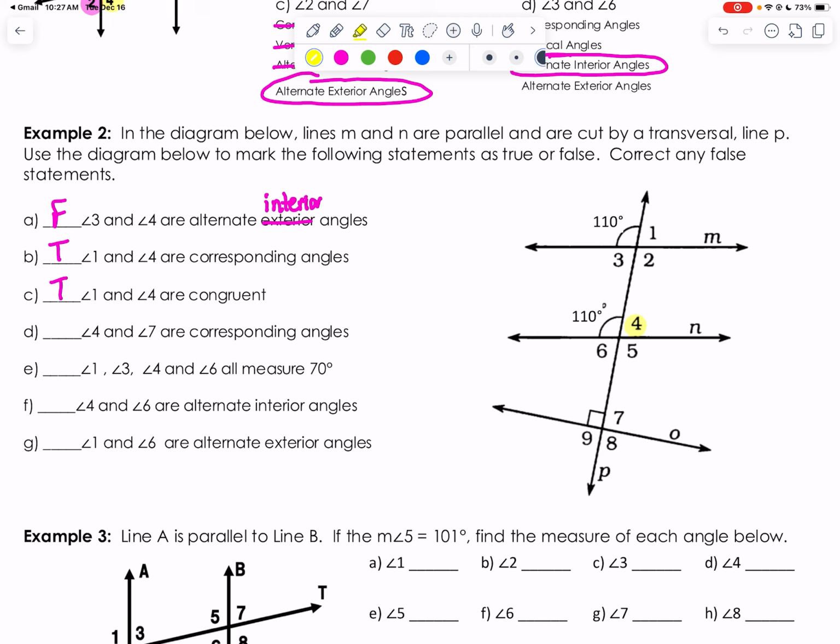So let's look at that. There's angle 4. Now, you may be tempted to check true on this, but I want you to notice that line O is not parallel to line M. And to be corresponding angles, you must have two parallel lines. So I'm going to say this is false because line O is not parallel to line N.